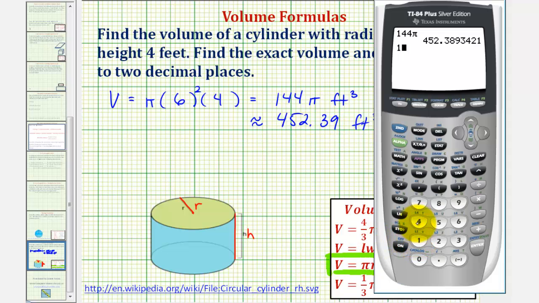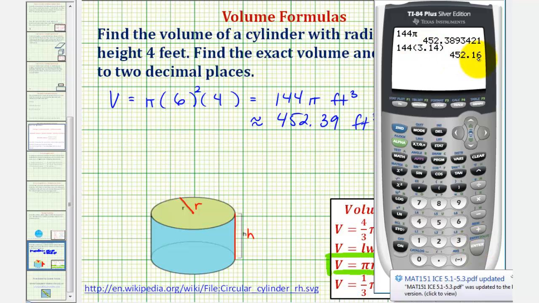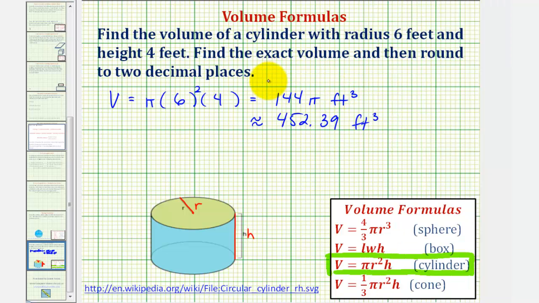Notice 144 times 3.14 would be 452.16, different from our answer here, because when we use the pi key on the calculator, we're using a more accurate approximation of pi. So here we have the exact volume and the approximate volume of our cylinder.